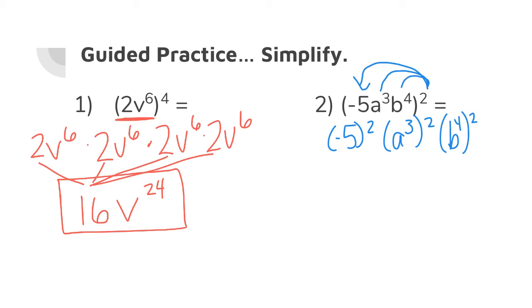So on my red problem, I just multiplied 2 times 2 is 4, times 2 is 8, times 2 gave me my 16, and I had 6 V's, 12 V's, 18 V's, 24 V's, and so that's how I got that answer.